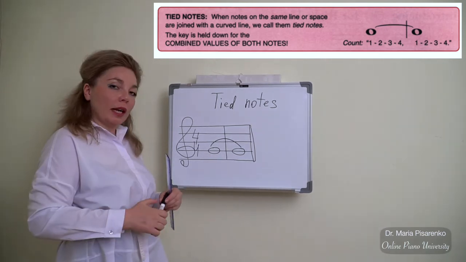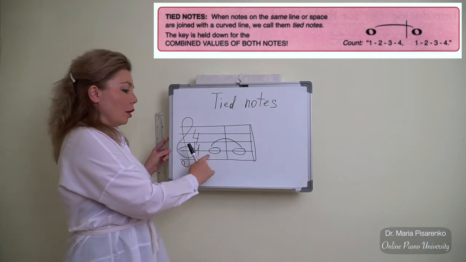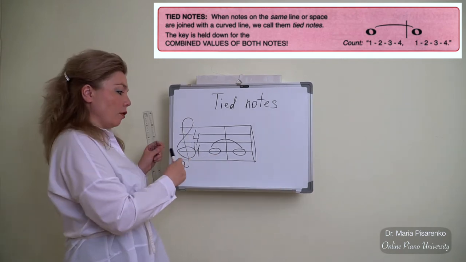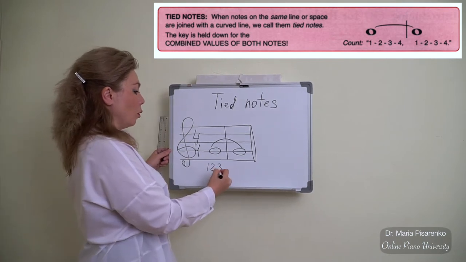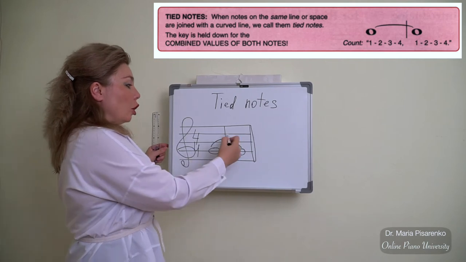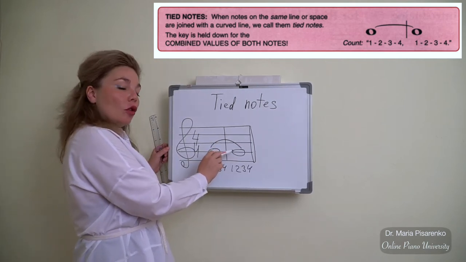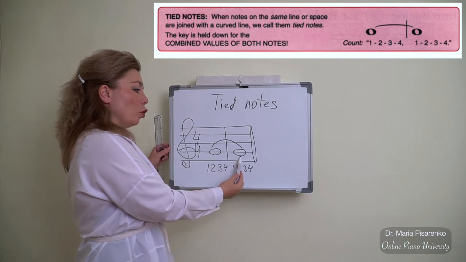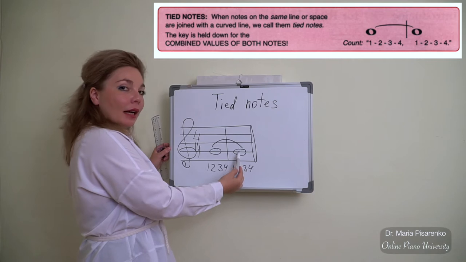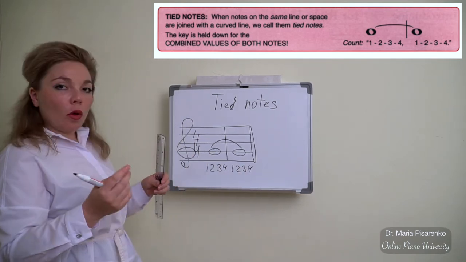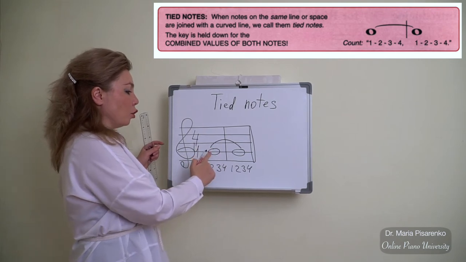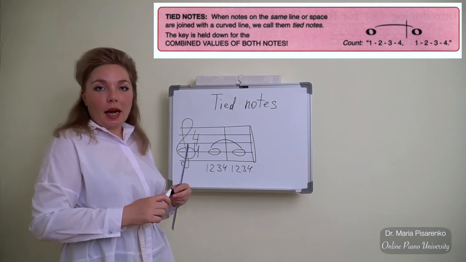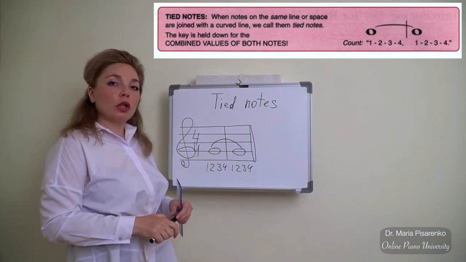Now, what happens when you have tied notes is you press this note once and you hold it for 4 counts, because you know that a whole note gets 4 counts. So you have 1, 2, 3, 4. And you are not pressing the second note. You will be holding 1, 2, 3, 4, and again 1, 2, 3, 4, without pressing the second note. So overall, you will be holding this note 4 and 4, which is 8 counts. So it will basically make the same sound longer.